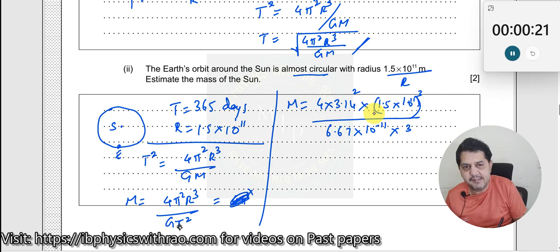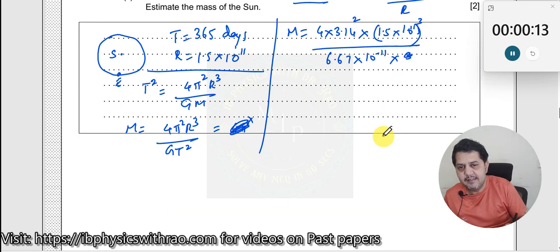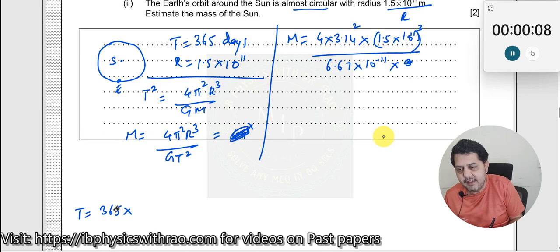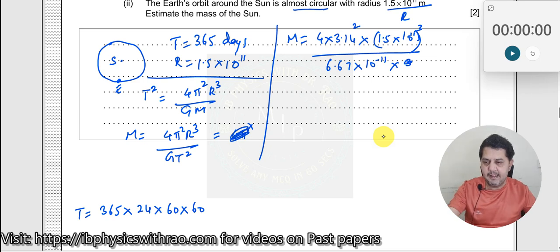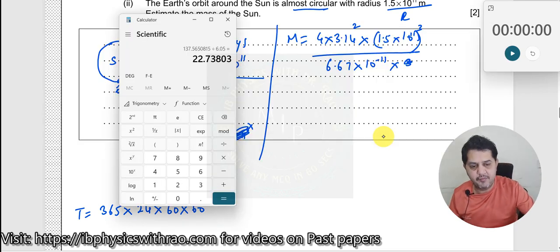This is in days. I need to convert it into seconds. So I will first do the calculation for t, and then substitute it over here. The value of t is 365 days multiplied by, per day I have 24 hours, per hour I have 60 minutes, per minute I have 60 seconds. Let me calculate this value so that we can do it faster. So I'll take 365 into 24 into 60 into 60.